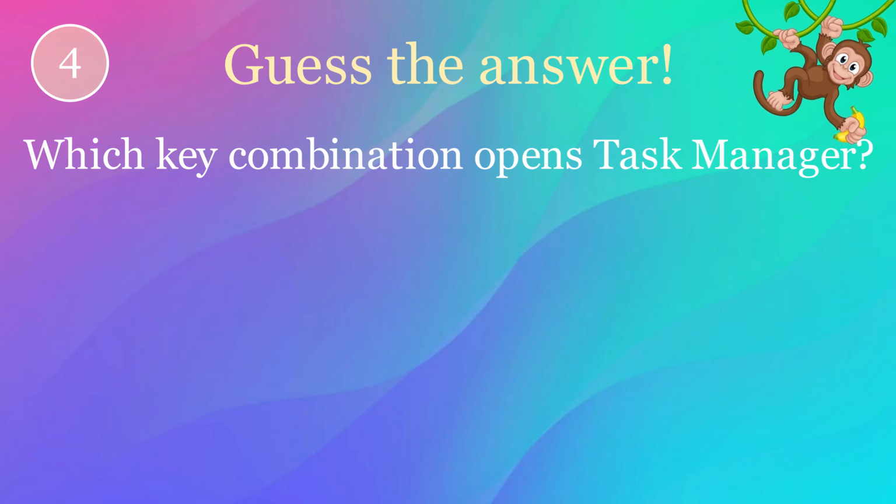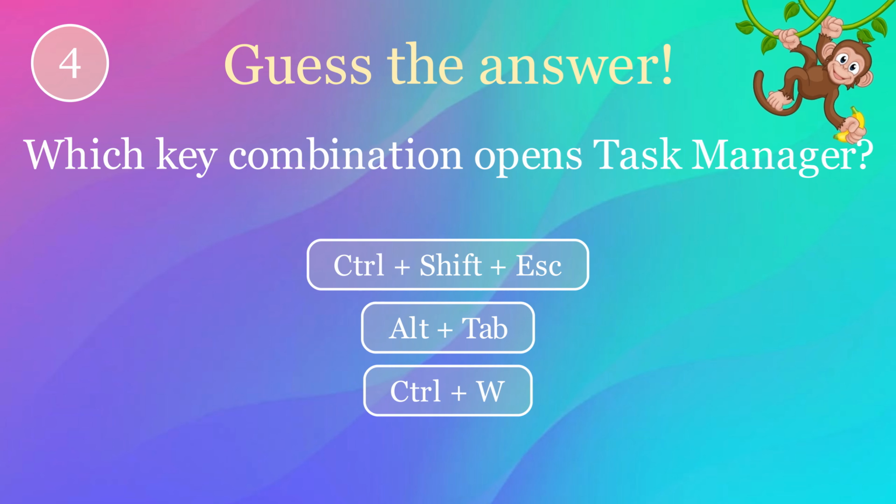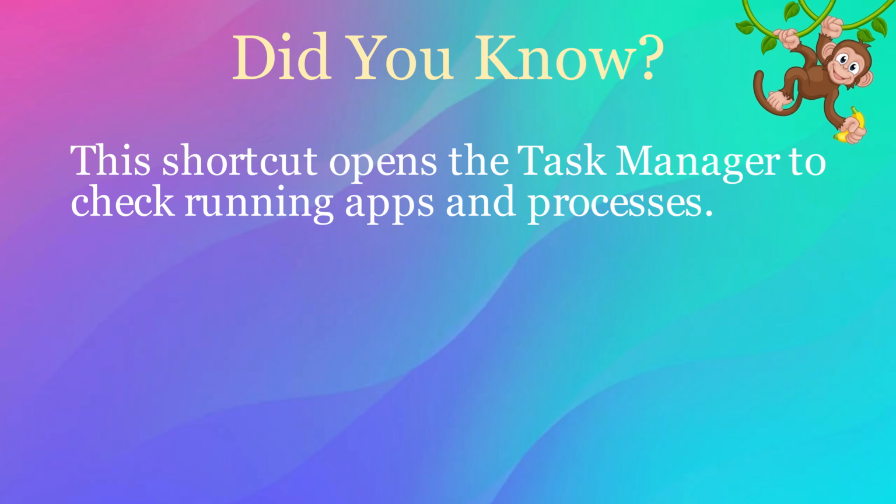Which key combination opens Task Manager? Ctrl+Shift+Escape. Alt+Tab. Ctrl+W. The correct answer is, Ctrl+Shift+Escape. Here's an interesting fact, this shortcut opens the Task Manager to check running apps and processes.